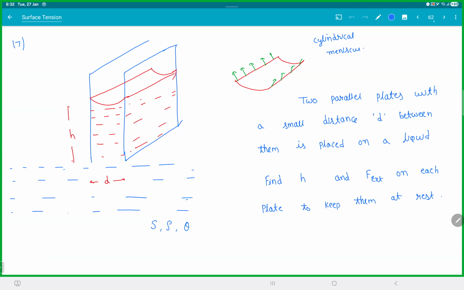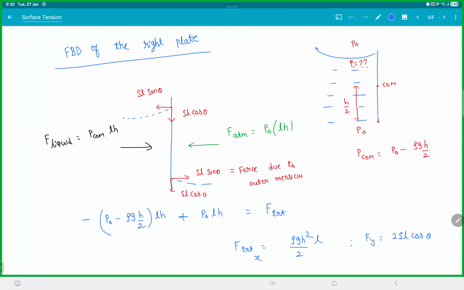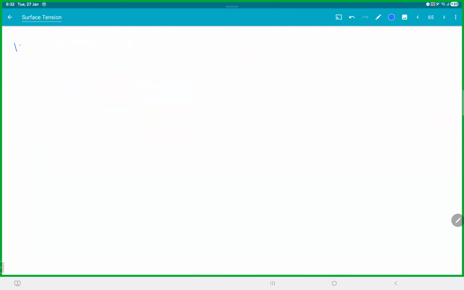So this was the question. If you look at this, we had two parallel plates, right? And the surface was like a cylindrical thing. It's like a stretcher: when you put a patient on a stretcher, that is how the surface is. And the two SL components, SL cos theta, are balancing mg, and that is how we found it. What if, instead of keeping them parallel, you keep them at an angle?